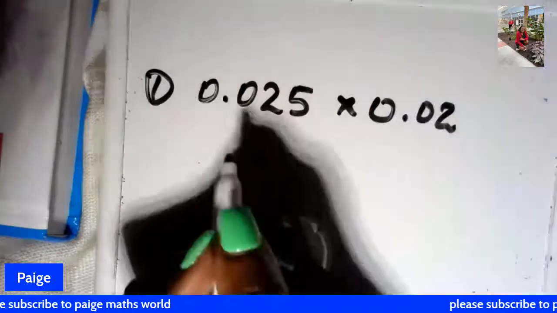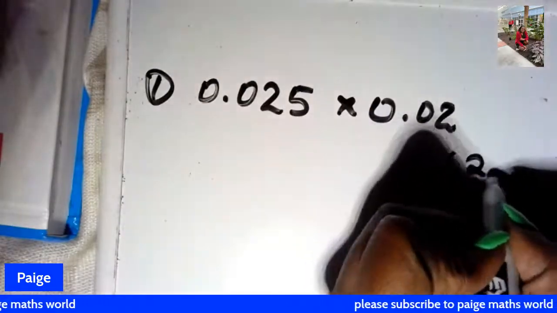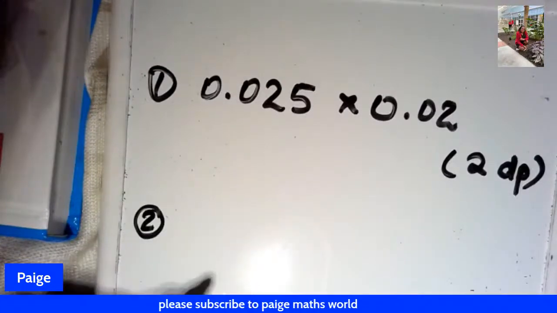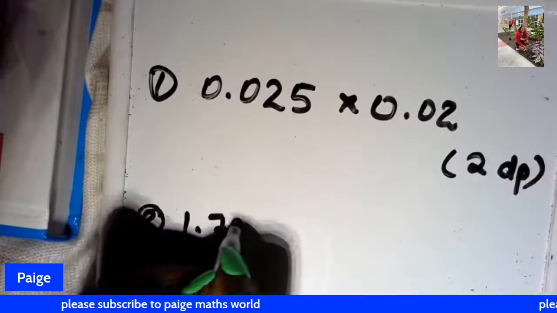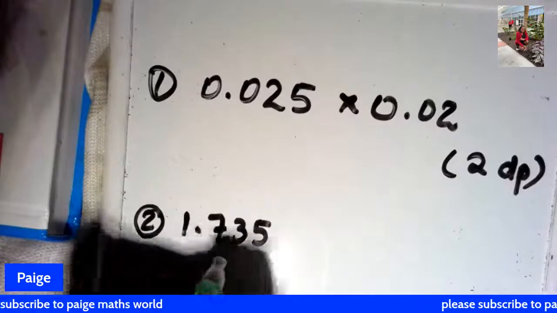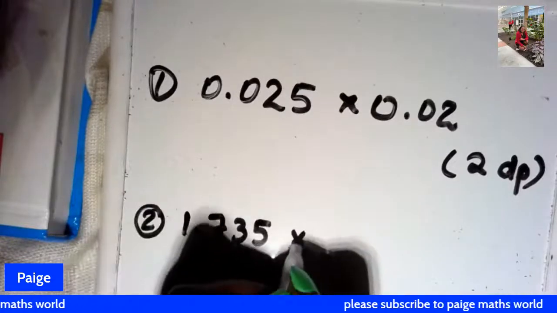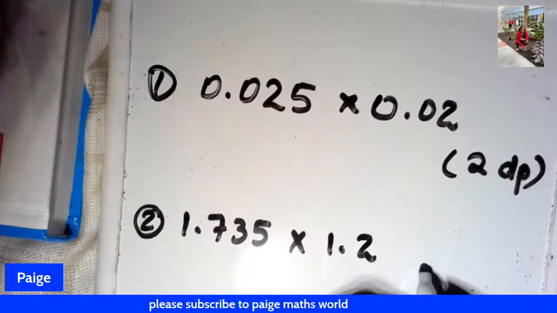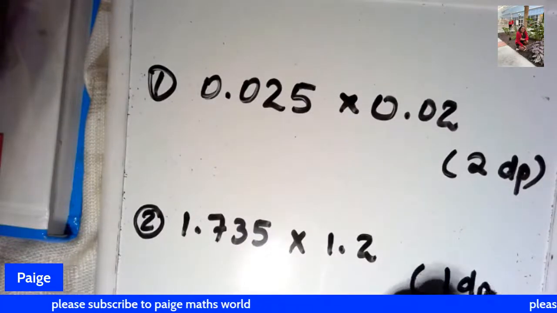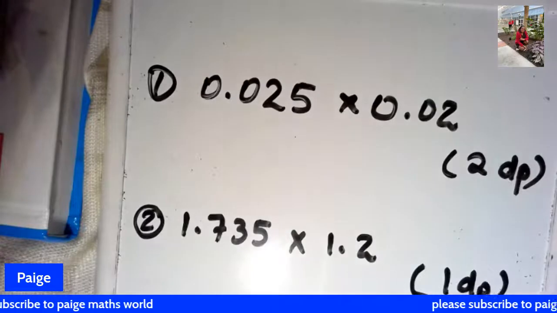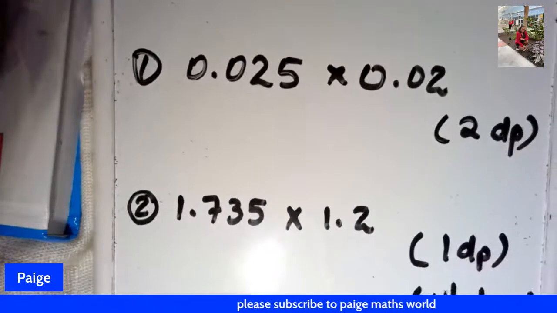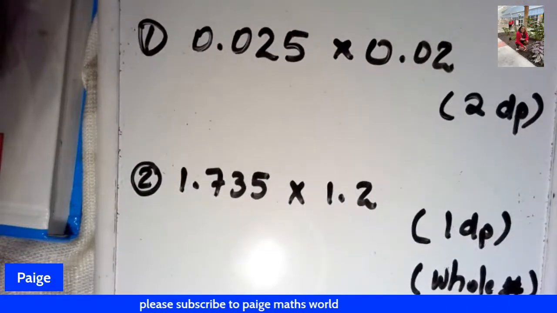All right, let us put this because this is more numbers. So I'm going to say 2dp. So 2dp for the first one. And the second one, 1.735 multiplied by 1.2. And this is going to be to the nearest 1dp and to the nearest whole number. So those two are yours. So type your answers in the chat when you're finished.